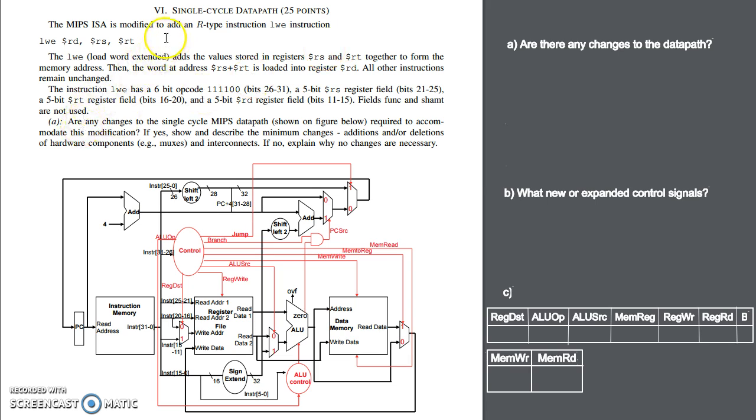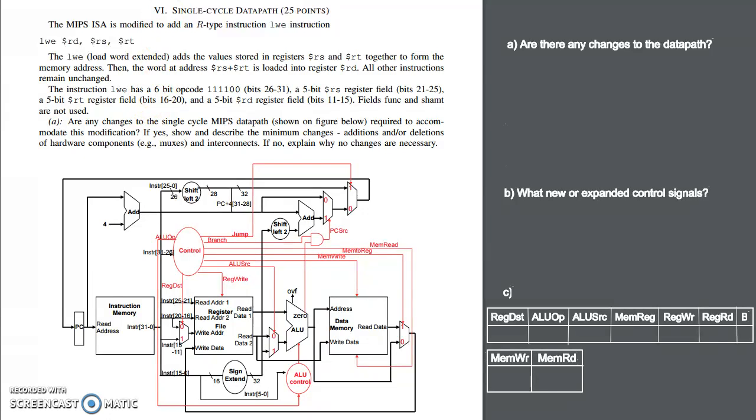Alright, so we'll see that we'll be needing to add a new R-type instruction, LWE. Here's the opcode for it. LWE, or load word extended, adds the values stored in registers RS and RT together to form a memory address. Then the word at this address, RS plus RT, is loaded into register RD, and we'll want to keep all other instructions unchanged.